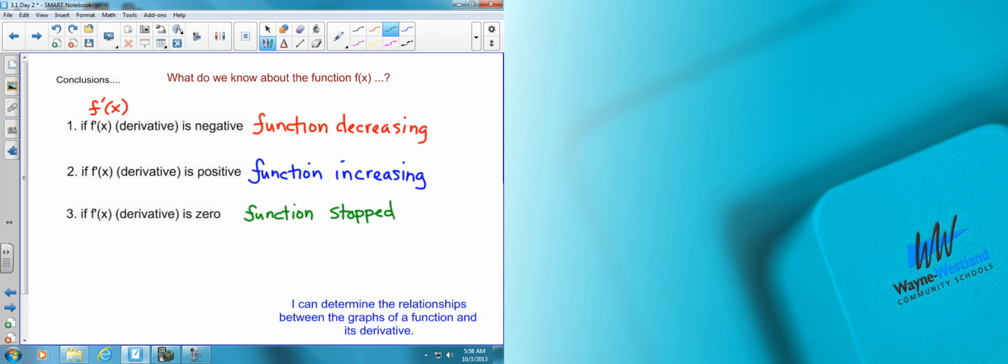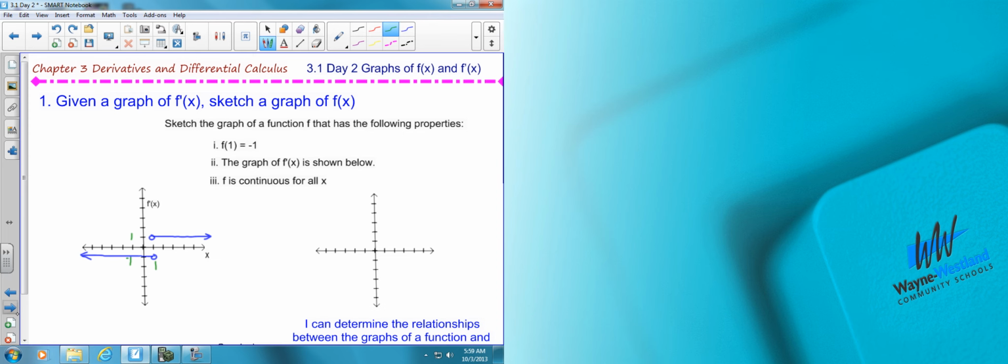It also means that at that point, the x point of the derivative, there is a horizontal tangent, which can indicate that there is a maximum value at that point, or that there is a minimum value at that point. Okay, so that is a little bit about what we know about the function from the graphs. Now let's do a few examples. Given a graph of a derivative, sketch a graph of the function.